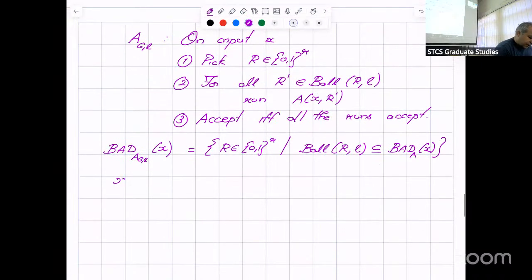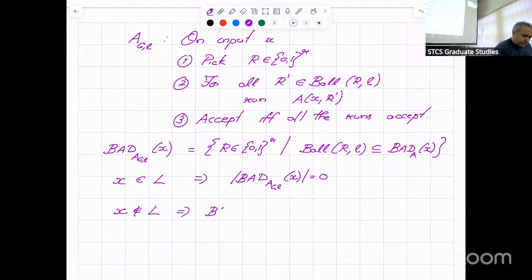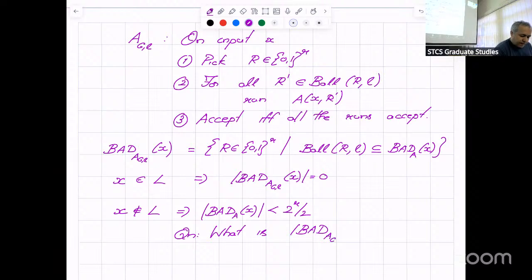Once again, if X is in the language, there's nothing to be done: the size of the bad set of A_G,L for X is 0. The whole case is when X is not in the language. Here we know that the bad set of A for X is of size at most 2^R by 2. And the question for us is: what is the bad set of A_G,L? How large is this?